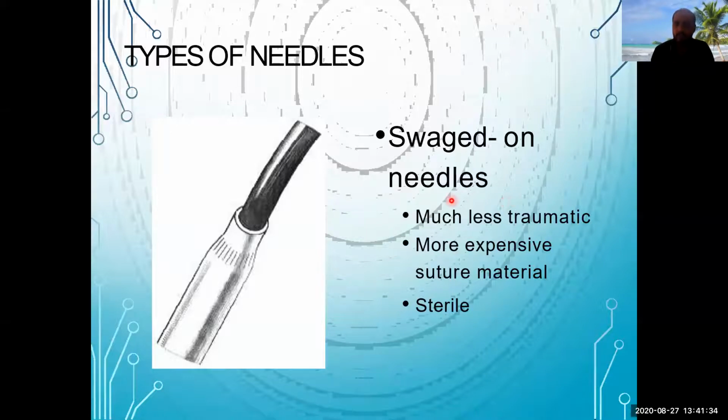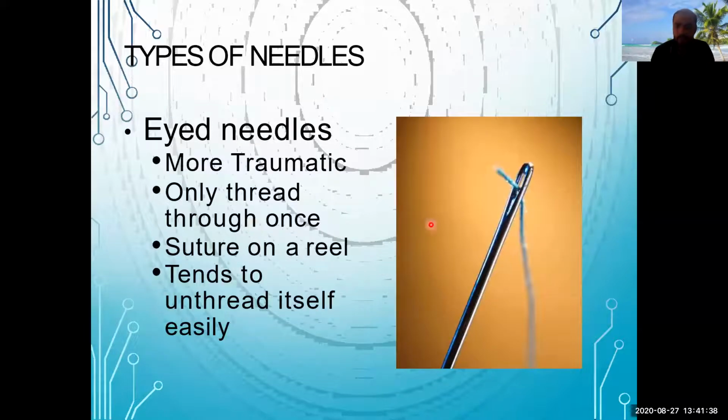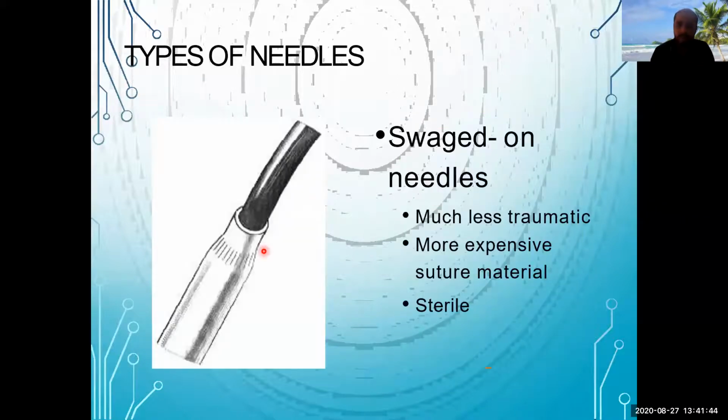This is the swaged needle. So we see the thread end and the suture end of the needle. The traumatic one has an eye, but this doesn't have an eye. The thread will be inserted inside the swage. Much less traumatic, more expensive suture. Nowadays, this is the preferred one.